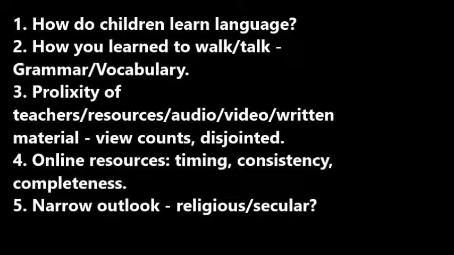The next thing is the narrow outlook. So we had number one, how do children learn? Number two, how you learn to walk and talk: grammar versus vocab. Number three, the prolixity of teachers. Number four, online resources, their timing, consistency and completeness. And number five, we have the narrow outlook.